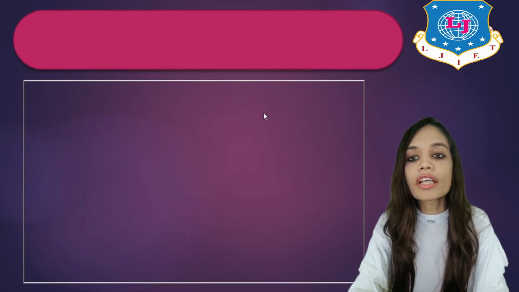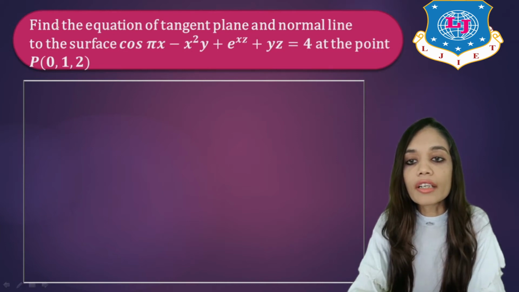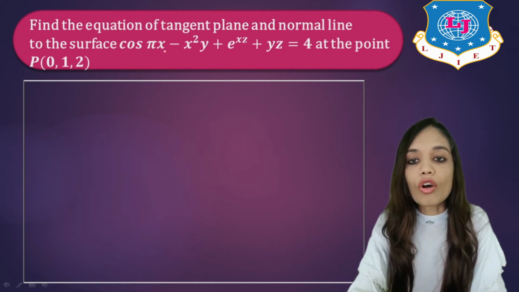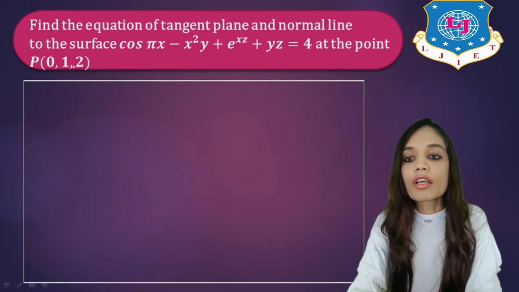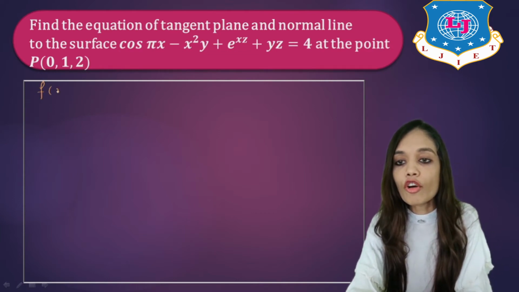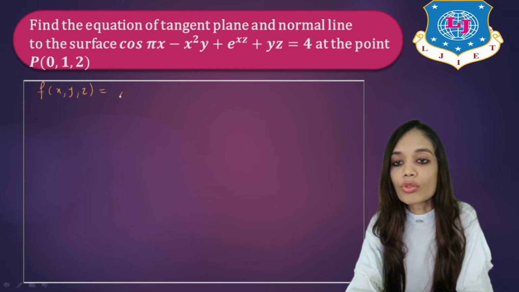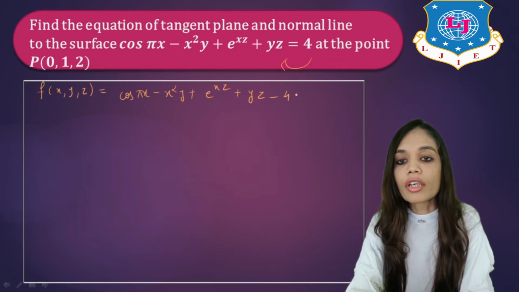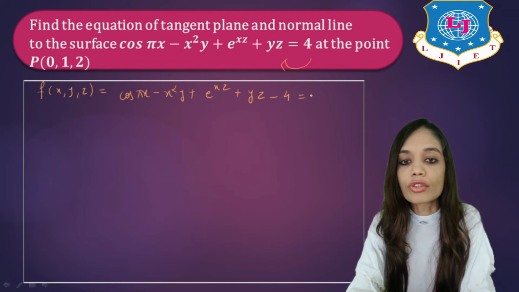So now let us solve one example. We are to find the equation of the tangent plane and normal line to the surface cos pi x minus x square y plus e raised to xz plus yz is equal to 4 at the point P (0, 1, 2). So firstly let us write our f of x, y, z, that is equal to cos pi x minus x square y plus e raised to xz plus yz. Take this 4 to the left side, so minus 4. Right? So this is our function which is equal to 0.